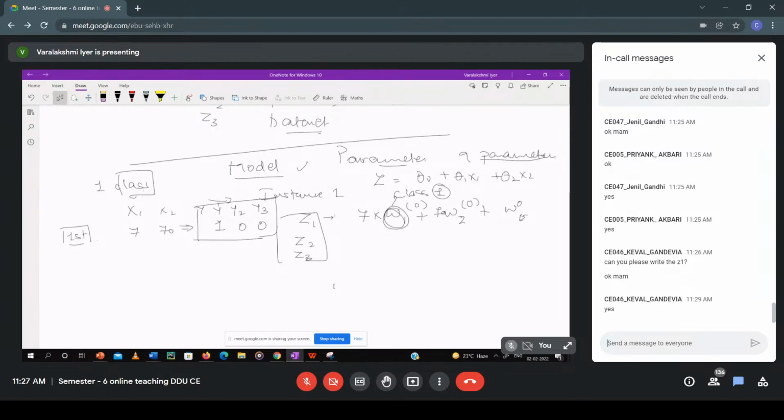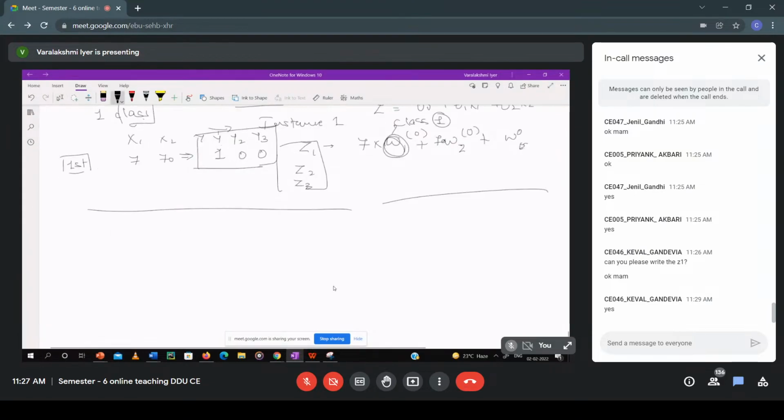Okay, understand it like this. What we are trying to do here is calculate Z1, Z2, Z3. For each class, we will be trying to calculate this. And then your softmax function will be something like this. For example, for the first class, it will be e raised to Z1 upon e raised to Z1 plus Z2 plus Z3.